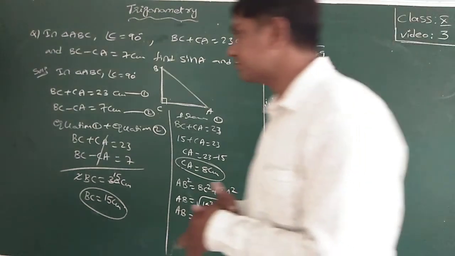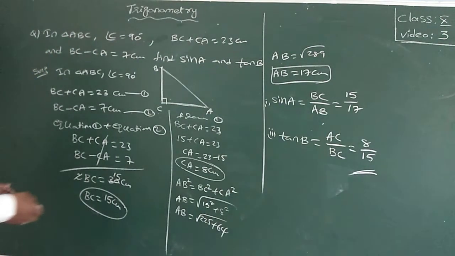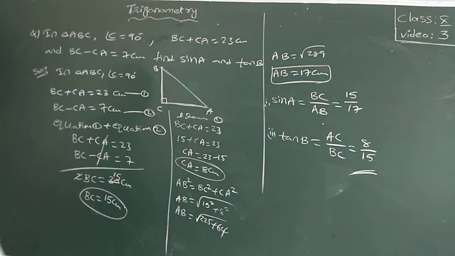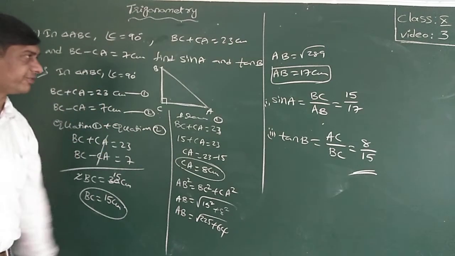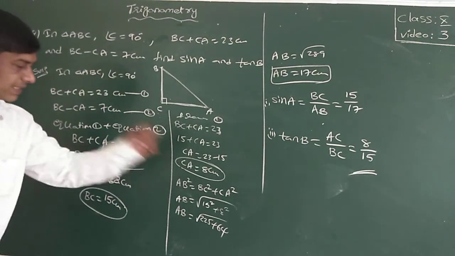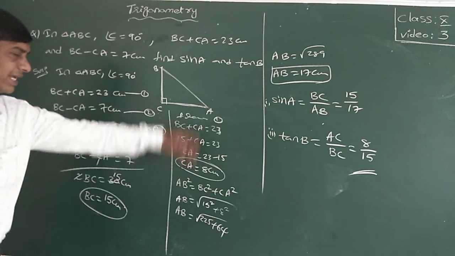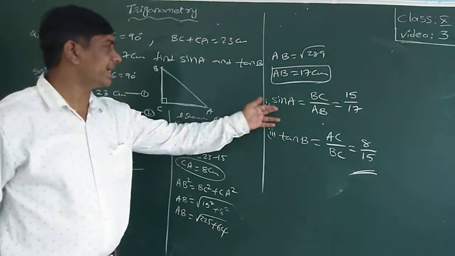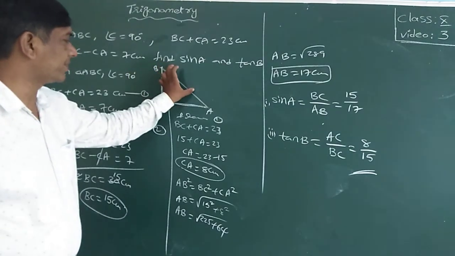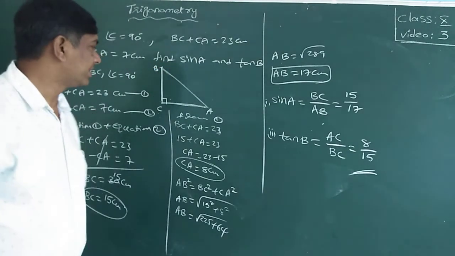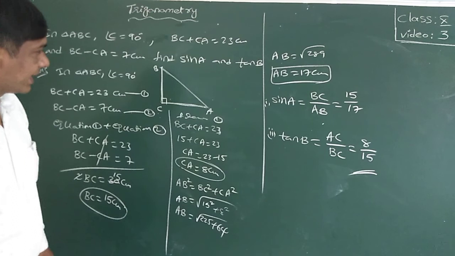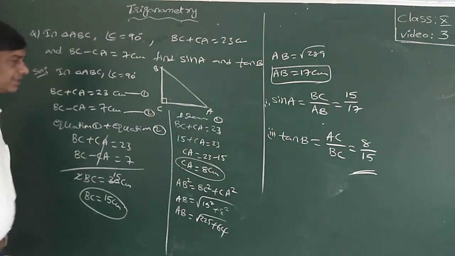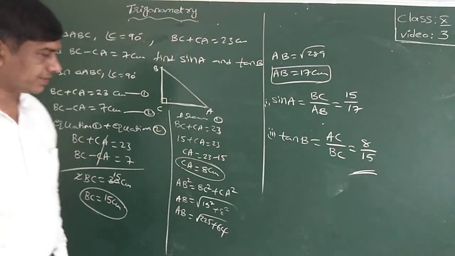Okay. Triangle ABC, angle C given, BC plus CA relation given, BC minus CA relation given. From this, I found BC and CA. After that, I applied the Pythagoras theorem, then I got the hypotenuse also. After that, what they asked, I am writing. Sin A is equal to opposite side by hypotenuse, BC by AB, that is 15 by 17, and tan B is equal to opposite side by adjacent side, that is 8 by 15.